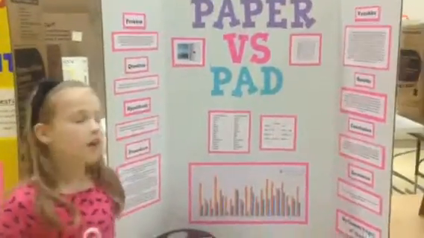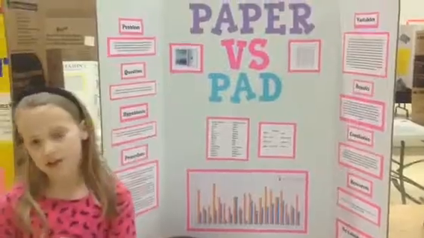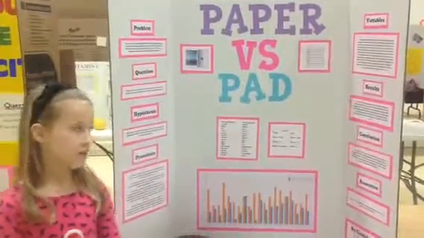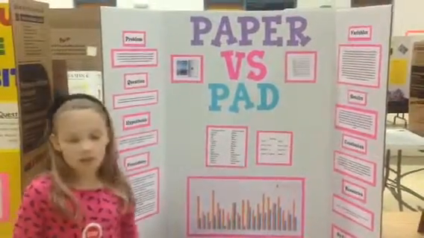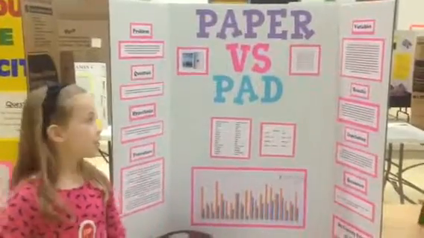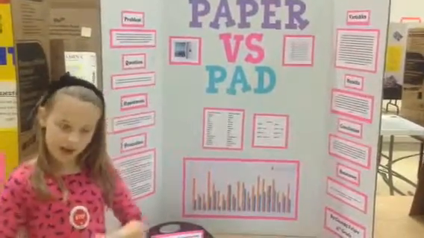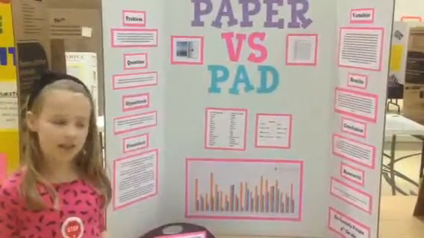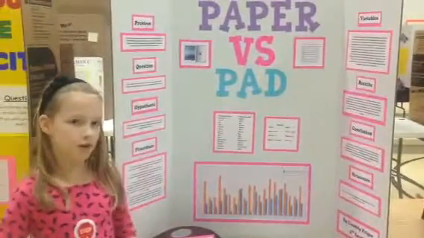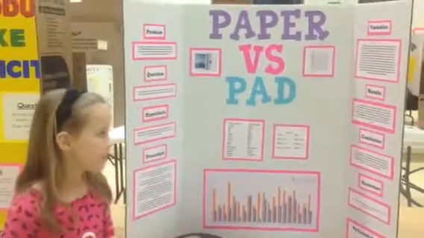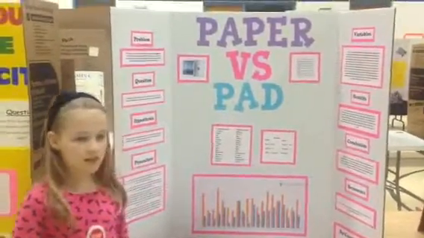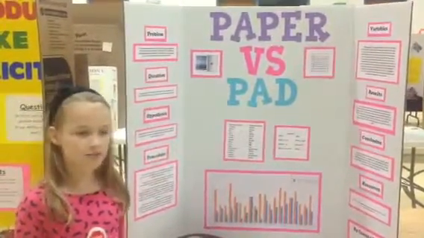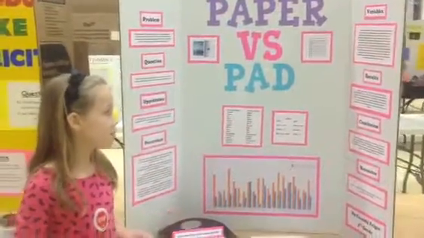Now there were 2 kinds of variables in my project, an independent variable and a dependent variable. The 2 independent variables that I had were the time and the words. The time stayed the same because I gave them 30 seconds to look at the iPad or a piece of paper and 45 seconds to write it down. And the words stayed the same because if they weren't the same, that would be giving inaccurate information.